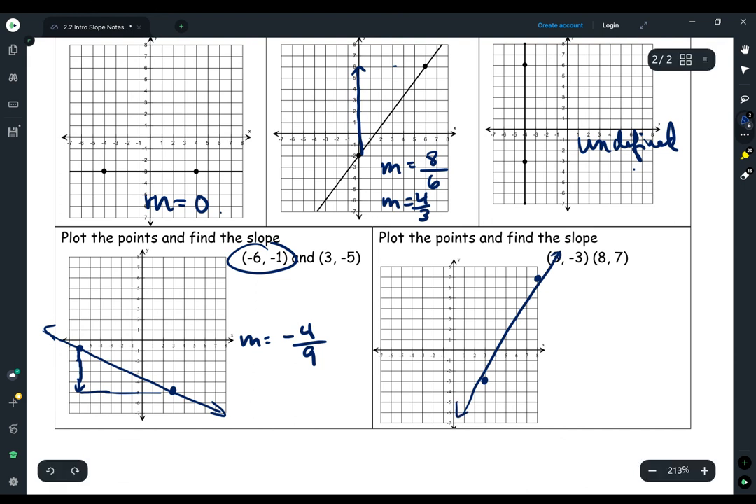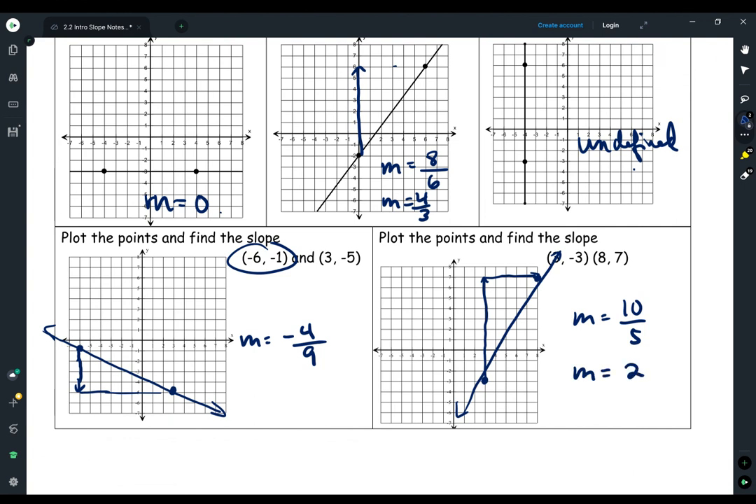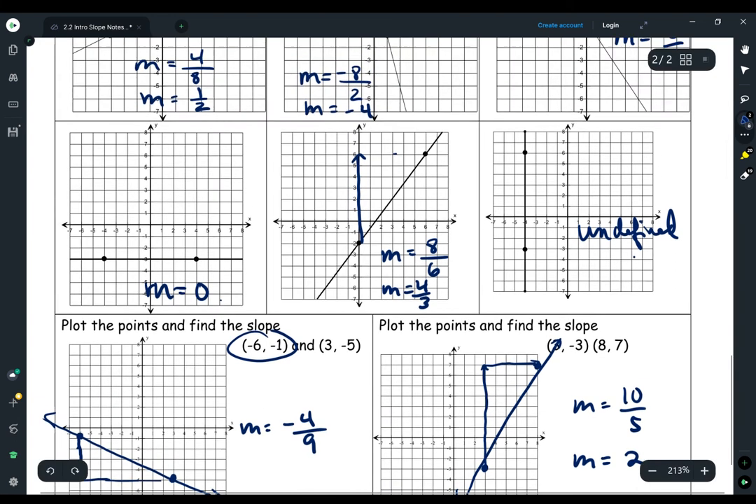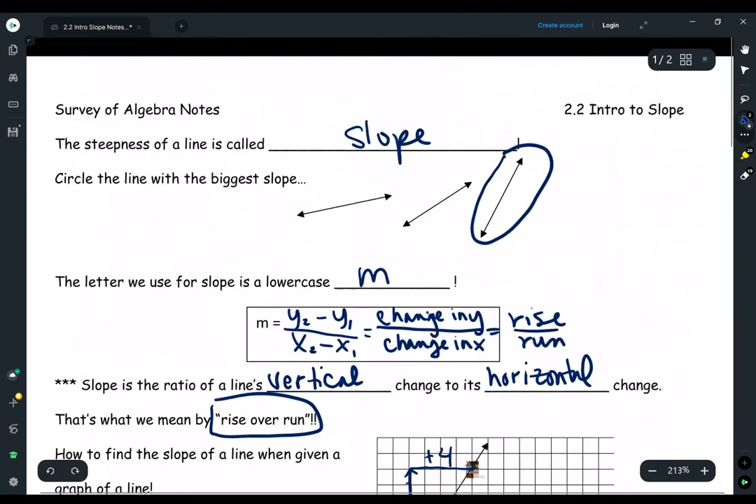So how many do I have to count up? Let's see, 3, 6, 9, 10. So 10 over. And then we're going across 5, so my horizontal change is 5. So 10/5, and that means my slope is 2. So this is just a short introduction to slope.